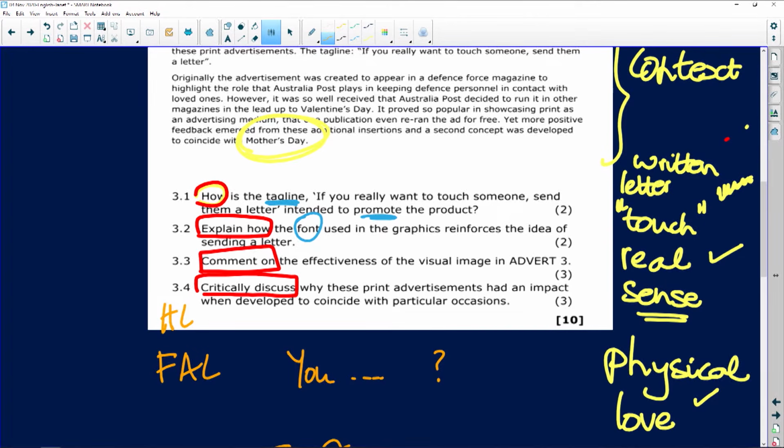Now, FAL, can we start with you? If you are asked, would these adverts have had an impact on you? Don't write, no, I never look at adverts, I watch them on my phone. That isn't engaging with the text. You have to say, would these adverts have had an impact on you?